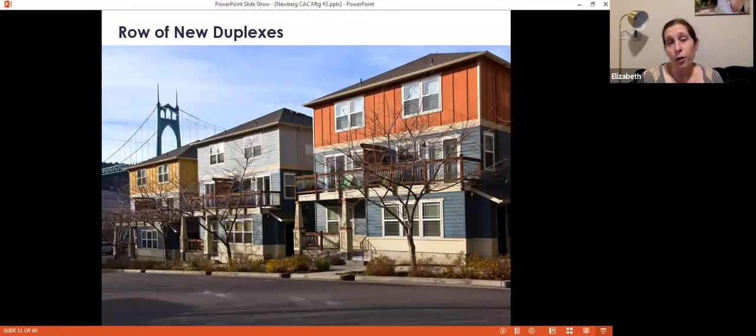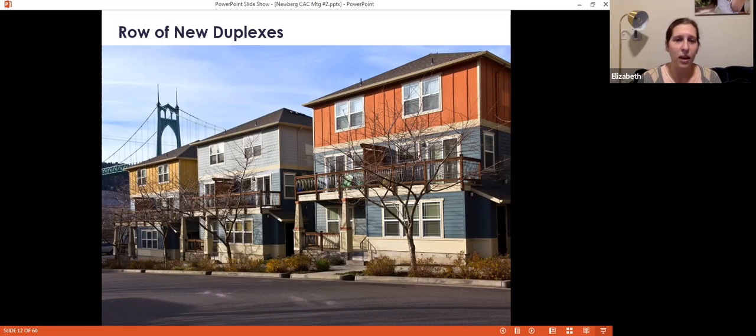And then potentially you could have a scenario like this where you see a row of duplexes all built at a similar time. You can see they've made a few different detailing choices here, but pretty similar massing, which creates a street aesthetic. Next.